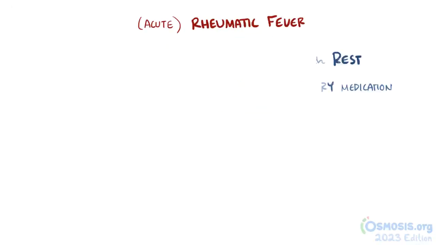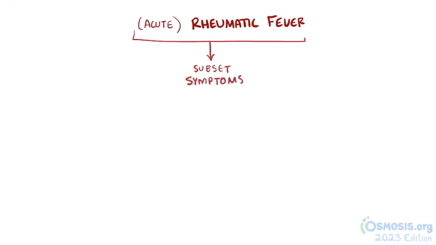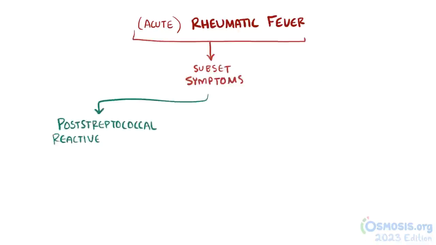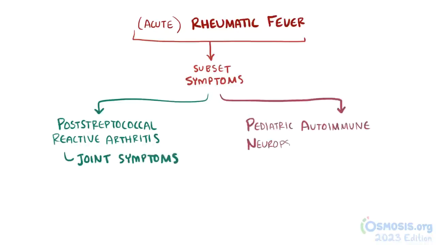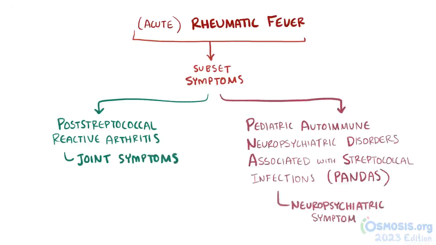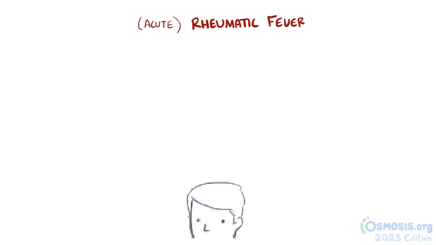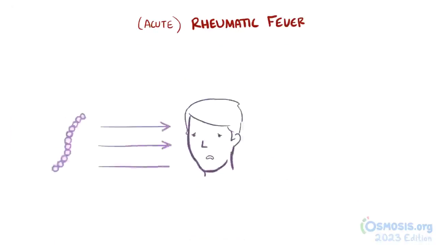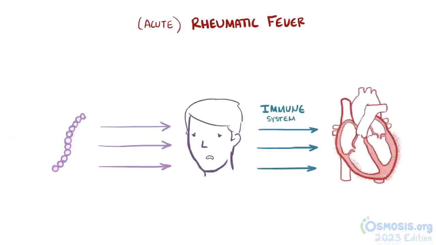It's worth mentioning that some patients might only have a subset of symptoms, in which case they might be classified differently. For example, post-streptococcal reactive arthritis includes patients with joint symptoms, and pediatric autoimmune neuropsychiatric disorders associated with streptococcal infections, or PANDAS, includes patients with neuropsychiatric symptoms. If repeatedly exposed to group A beta hemolytic streptococcus, though, the body continues to launch immune attacks against the various tissues, but most notably the heart tissue, which can lead to chronic rheumatic heart disease.